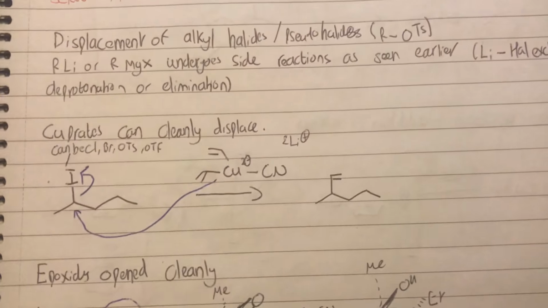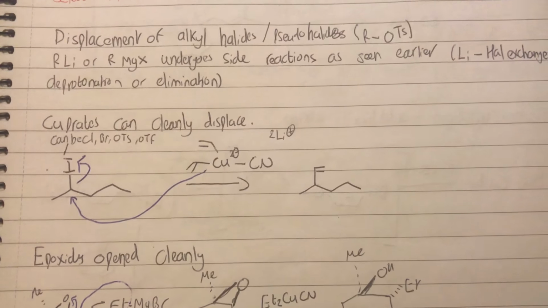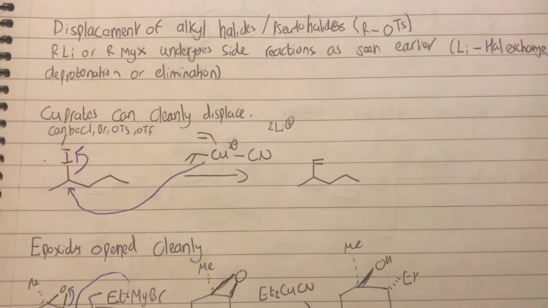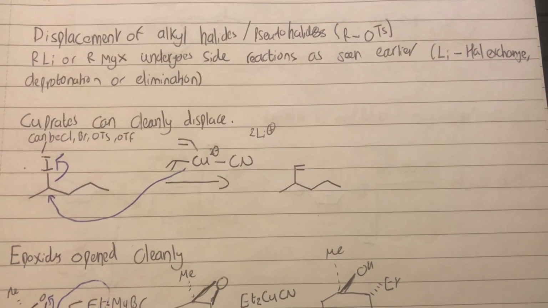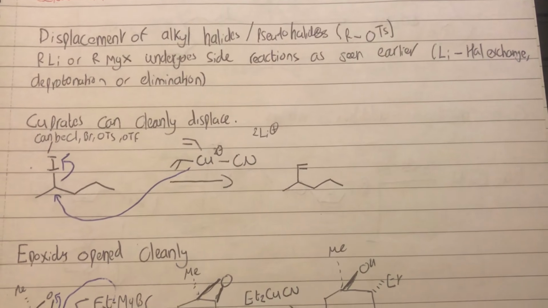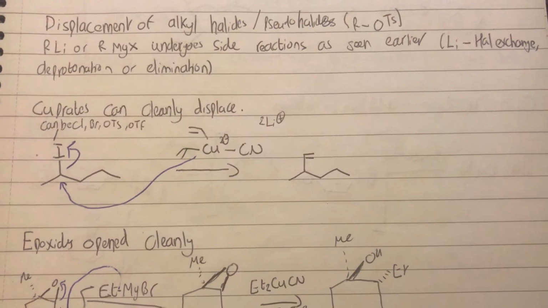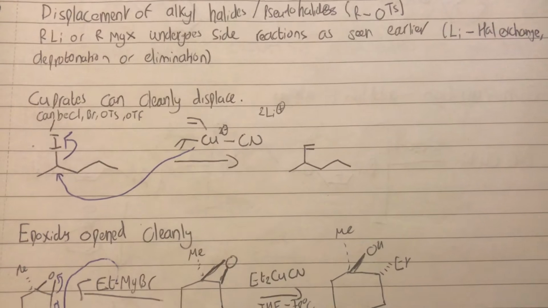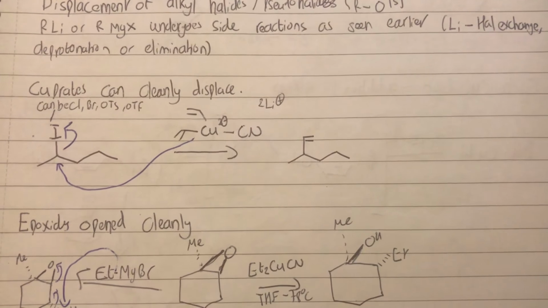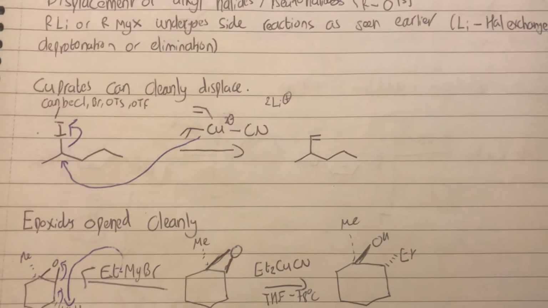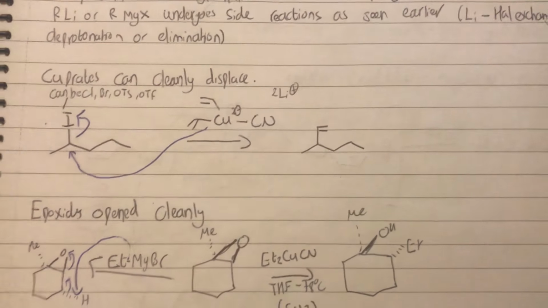Cuprates have plenty of uses, which we're going to go through pretty much all of them right now. Might as well while we're on copper complexes. They can also go displacement of alkyl halides and pseudo halides, which is a tosyl ligand. RLi and the Grignard undergo side reactions, which we saw as well on the lithium halogen exchange, where there's deprotonation or elimination. So if you don't know what they are, definitely go back and watch the other videos.